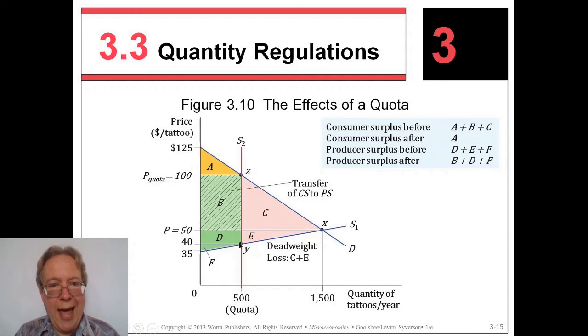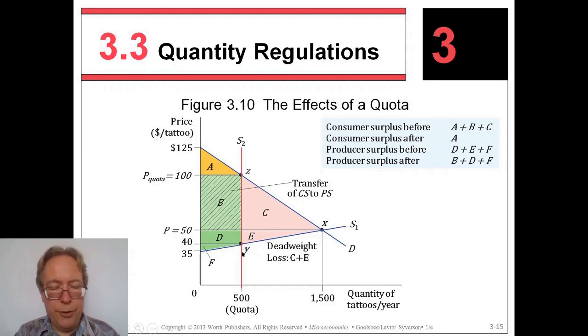So what will happen? Well, these consumers will simply bid up the price, right? And they will bid up the price to 100. And these people are more than happy to supply that. So in the new situation, what's the consumer surplus? Area A. What's the producer surplus? Again, the area below price but above the supply function. So that's going to be the area B plus D plus F.